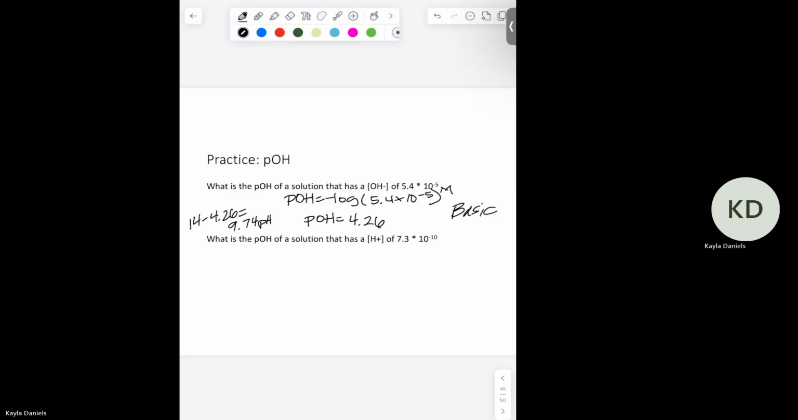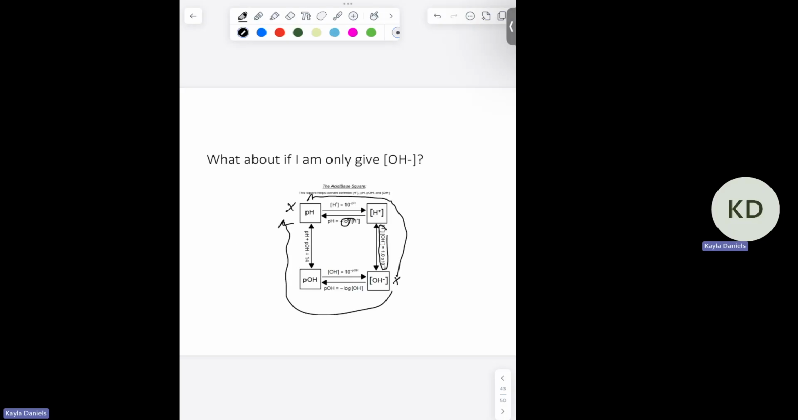All right, here is a 2-stepper. We're given H plus and we want to find the pOH. So I'm going to go back to the acid-base square. Let's clean this off a little bit. Okay, so we're given this and we want to find this. So like I said, we have 2 routes, but I always personally like this route where I use the pH plus pOH formula over the opposite formula, just a lot less messy. So my first step, I will find the pH using the negative log formula, and then I will subtract that value from 14 to get the pOH.